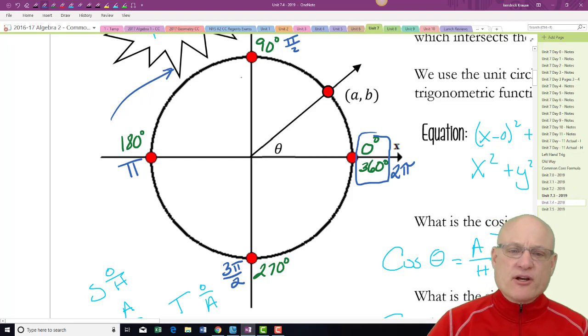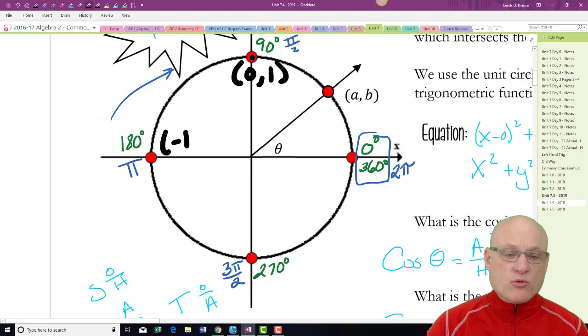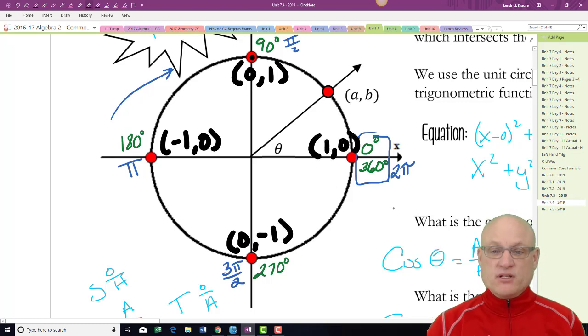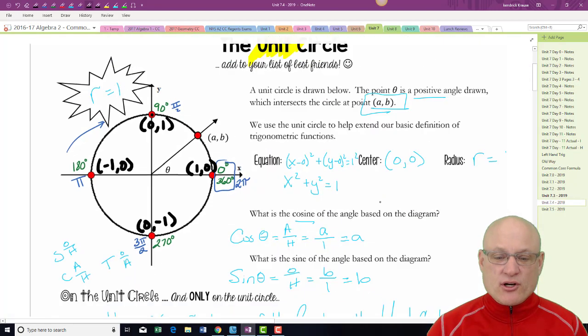Now let's go back and figure out what these points are. I'm going to write these points out. This point right here is the point (0, 1). This point over here is (-1, 0). This point down here is (0, -1). And this point over here is (1, 0). Make sense? So now we can start talking about this.